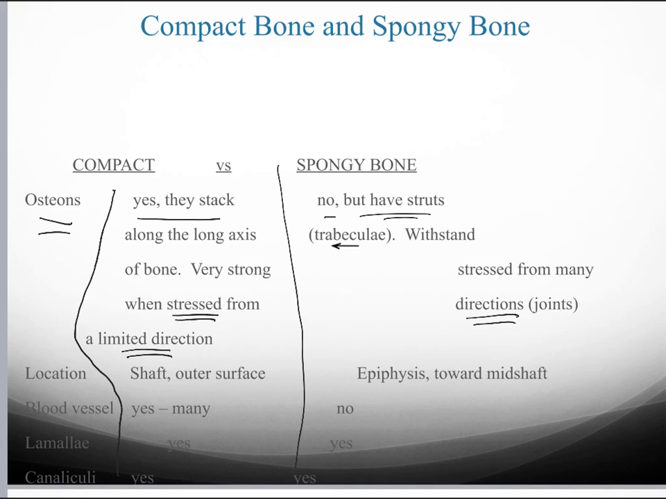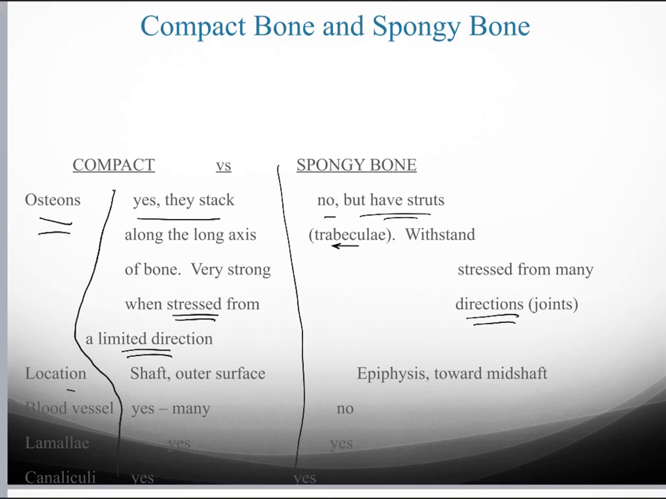So now here's the key. When we talk about where muscles originate and insert, they're typically at the ends of bones. So we're putting a lot of multi-axial, so multi-directional, force onto these bones. So it makes sense to make them out of this spongy bone, this strutted, hollow, more flexible bone, because it is going to be able to withstand that stress from multiple directions.